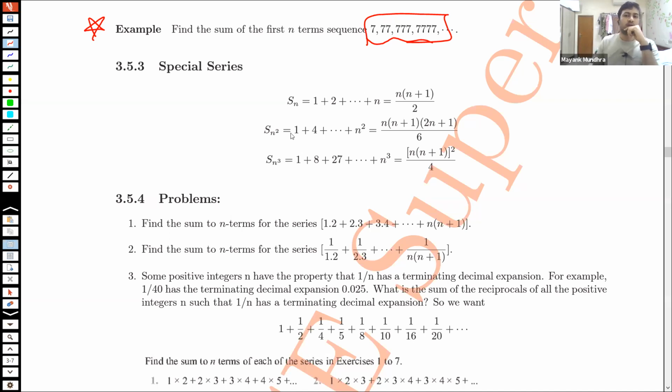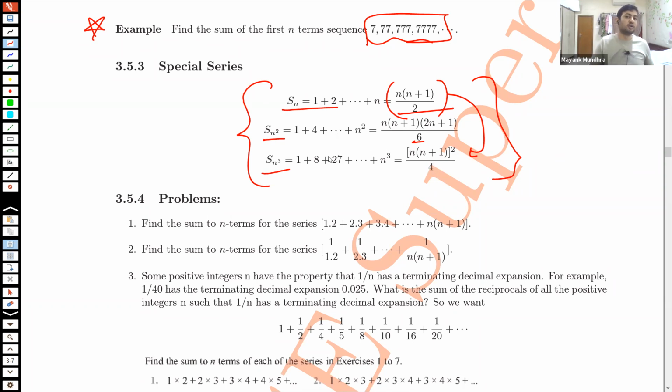All right. These are some special sums which you need to remember. Sum of first n terms is n into n plus 1 by 2. Sum of first n squares is n into n plus 1 into 2n plus 1 by 6. And sum of first n cubes is just the square of the first sum, n into n plus 1 by 2 whole square. So that is n squared into n plus 1 squared by 4. So you have to remember this.